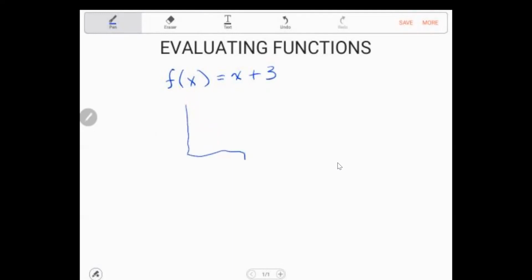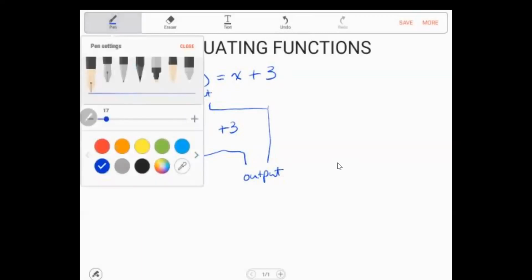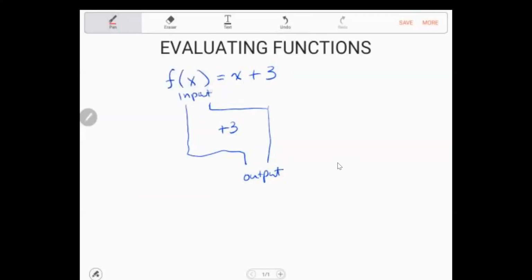So a function is like this black box. This is a blue box. It has an input, and whatever the input is, we add 3 to that, and we get an output. The example I used before was x equal to 5. When I put a 5 in here, I add 3 to it, so I get 5 plus 3, and what I get out for my output is an 8. This is how I would write it if I had a blue box.